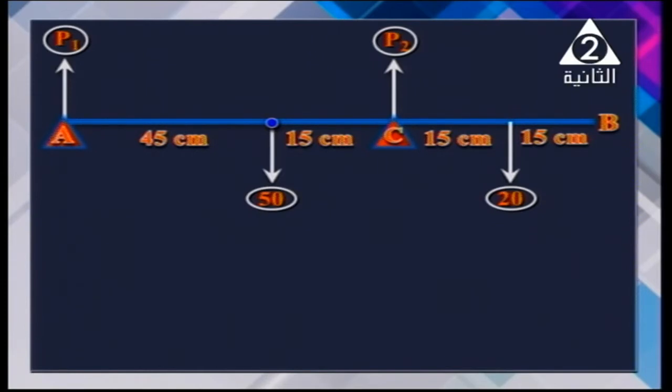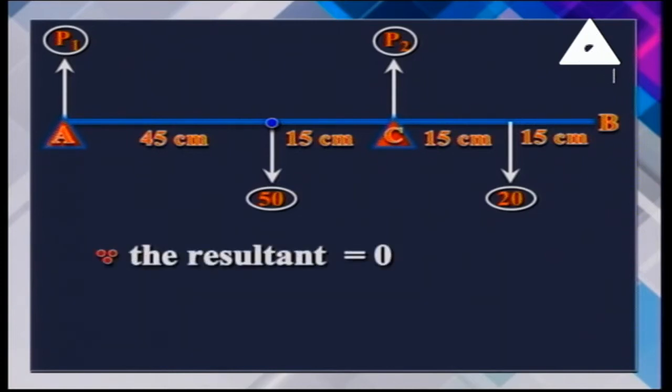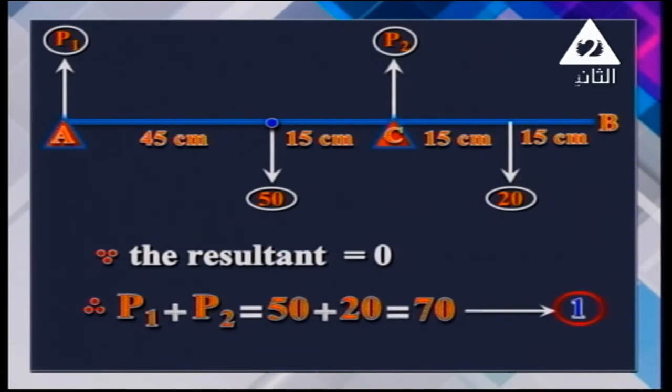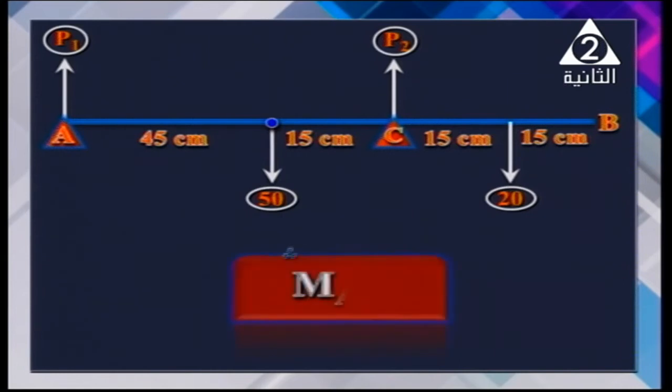We have two support reactions, P1 and P2, acting at points A and C. The resultant, my dear student, in this case: P1 plus P2 equals the sum 50 plus 20, equal what? Equal 70. This is the first equation. Look at, moment about A equals 0.